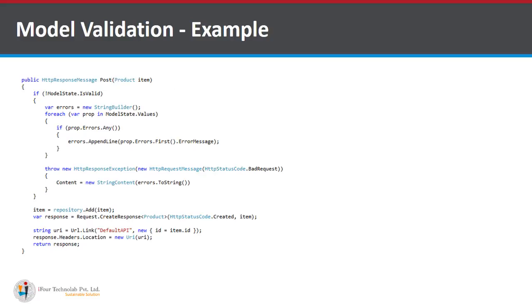Here you can see the model validation example. In the HTTP response message post method, if ModelState.IsValid, then it will go inside it. But if inside that it throws an error, then it will throw a new HttpResponseException.